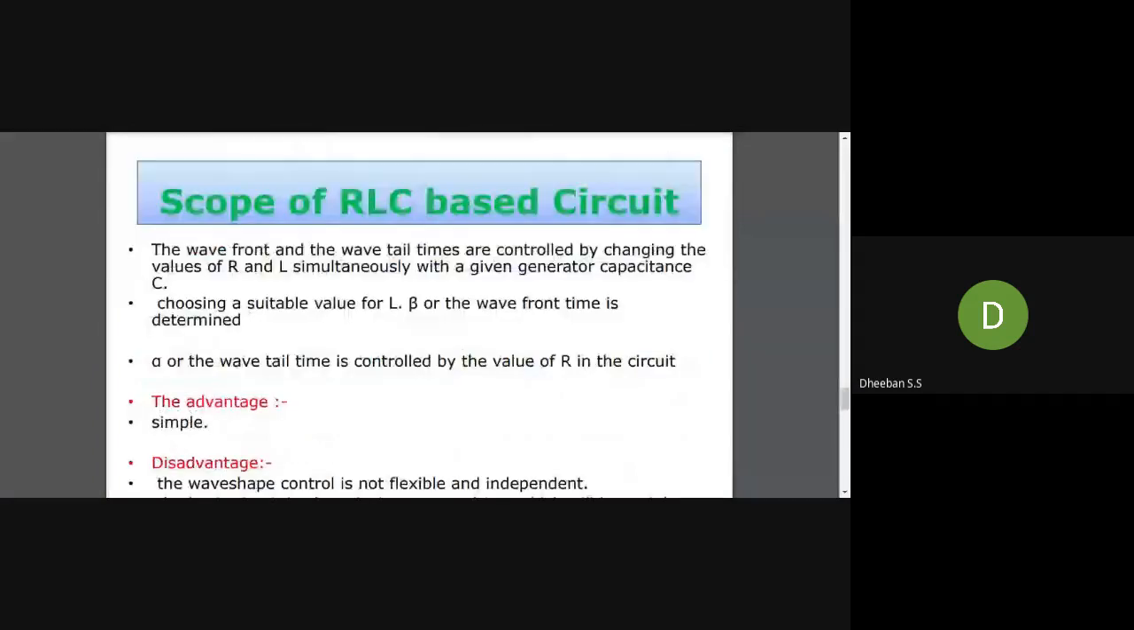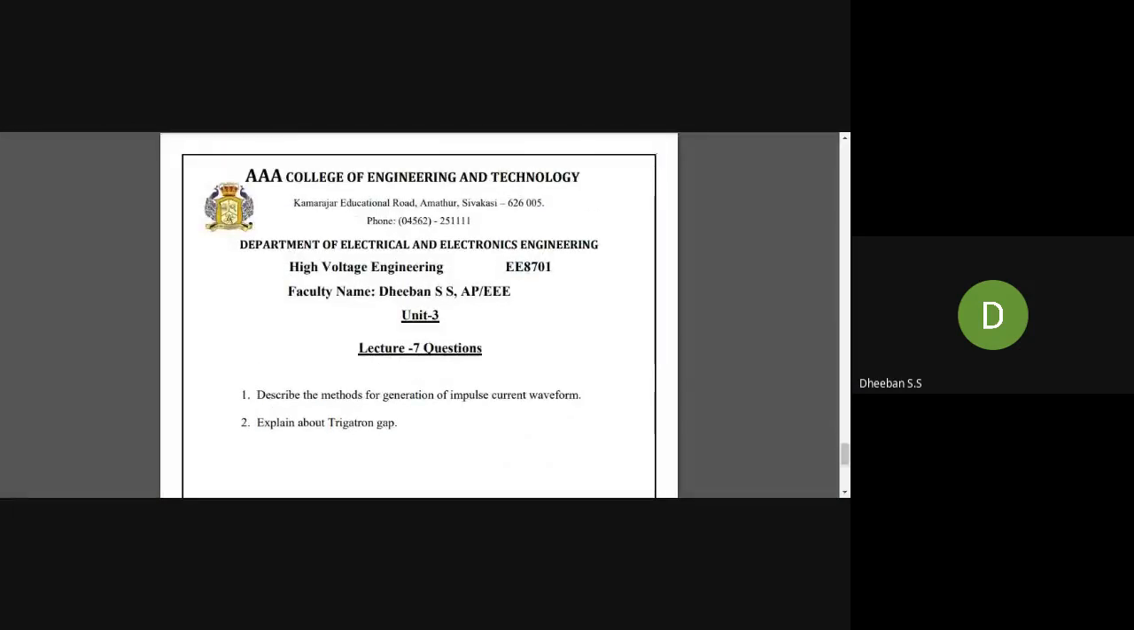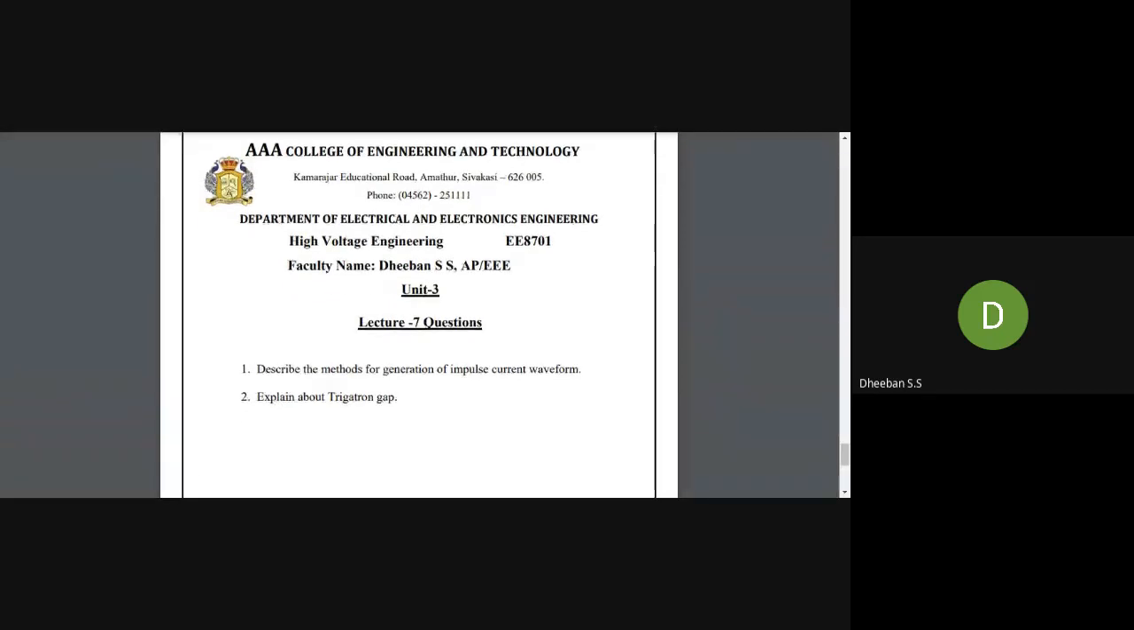In this, the main questions you can expect are the methods for the generation of your impulse current waveform, and the second one will be asking about the Trigatron gap. With this lecture we can sort it out, and the unit also gets over with this lecture. Okay, thank you.